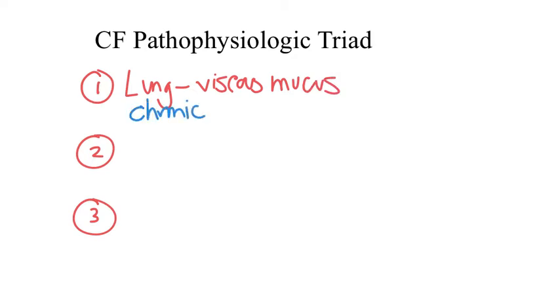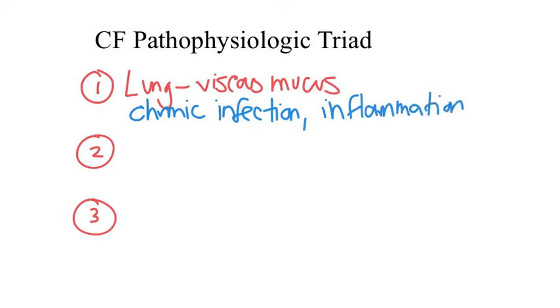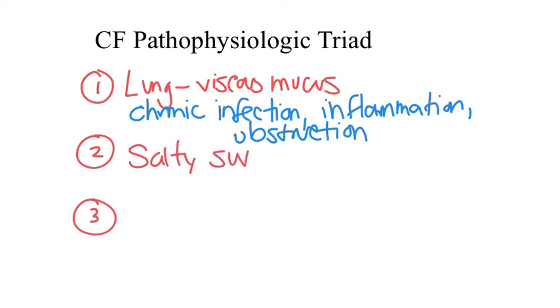The first pathophysiologic process is the accumulation of viscous mucus in the lungs. This accumulation of viscous mucus causes chronic infection, inflammation, and results in progressive airway obstruction like bronchiectasis and bronchiolectasis. The second component of the triad is excess salt in sweat, saliva, and tears. This can cause difficulty in regulating body temperature and a decrease in the functionality of sweat.